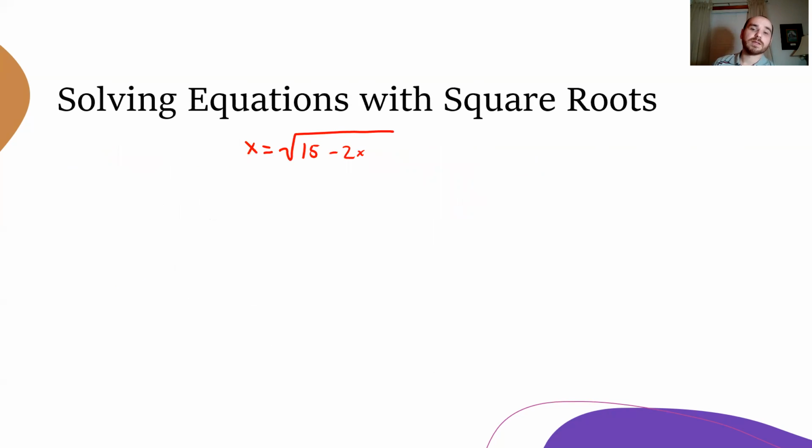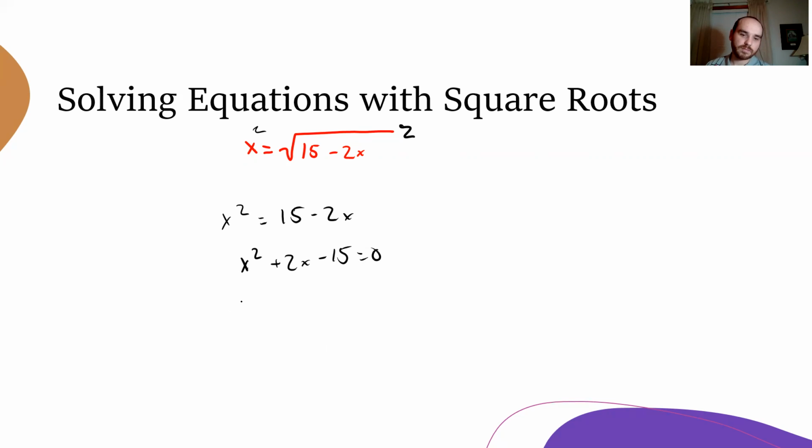Okay. The last couple of things that we're talking about are how to solve equations with square roots in them. Now, hopefully looking at this, every one of you could tell me what your first step is going to be. You need to get rid of this square root. We don't want this, so we need to square both sides. That gives us x squared equals 15 minus 2x. And what do you know? You have a quadratic. So add 2x, subtract 15. And then you just solve it from here.